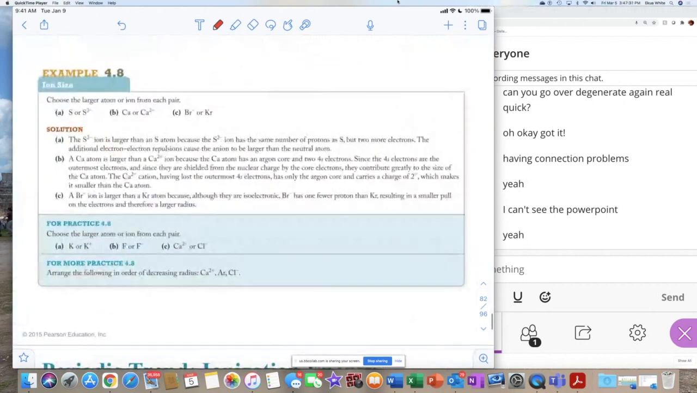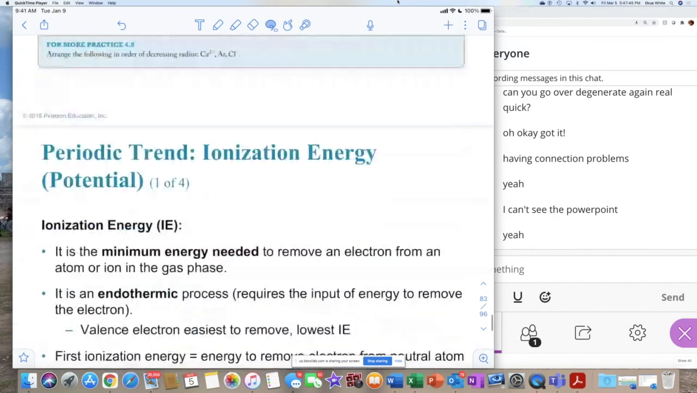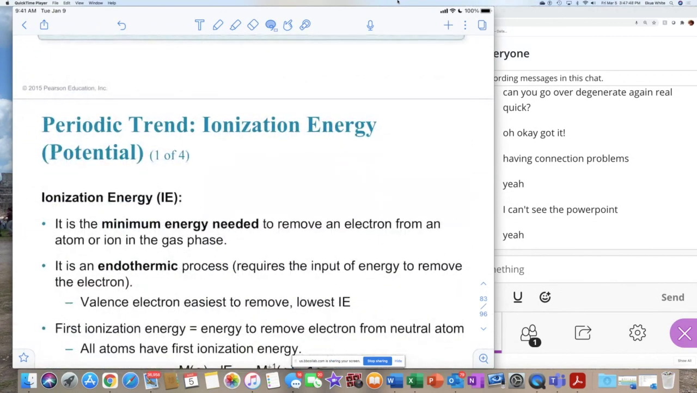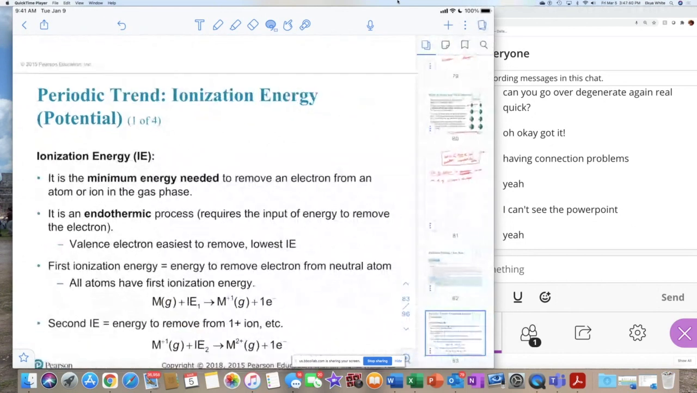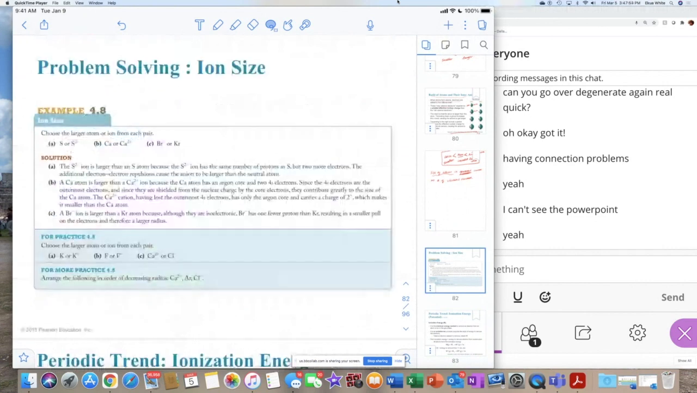So from here, we'll work on this problem using that analogy. More electrons, more size, or larger size. Yeah, that's the proper way to say it. Okay, let me look at this problem right here. We will work on this. Right here, add page.